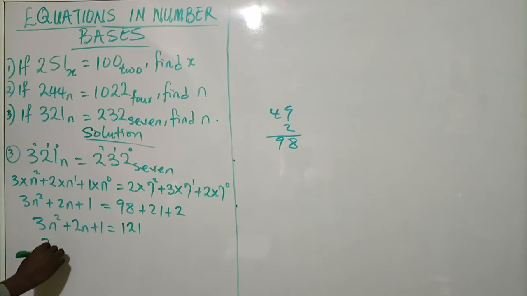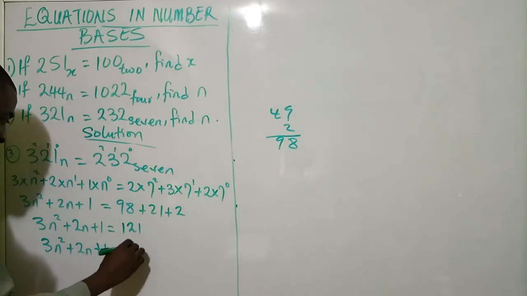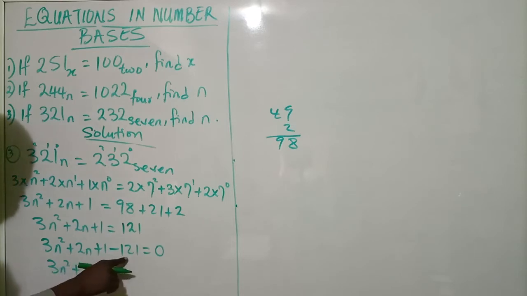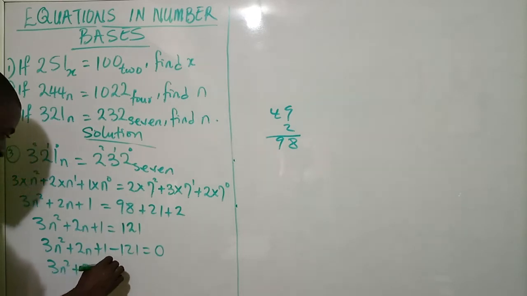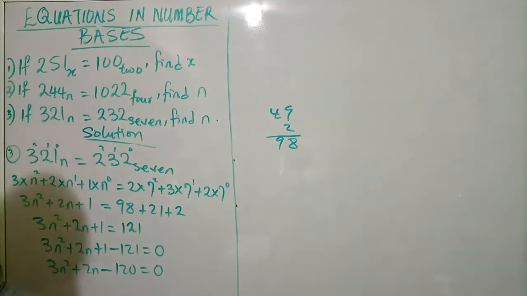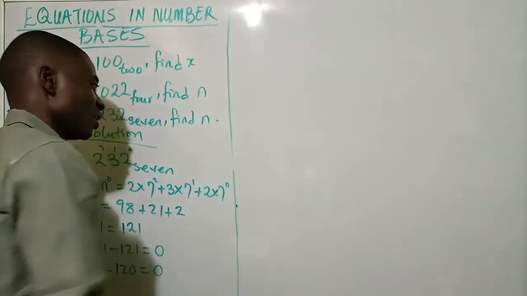This is 3n squared plus 2n plus 1 minus 121 equals 0. This is 3n squared plus 2n, and 1 minus 121 will give us minus 120 equals to 0. So this is a quadratic equation again.